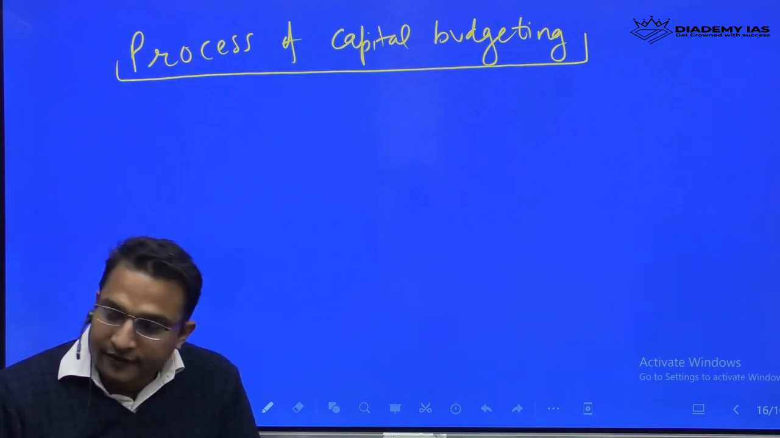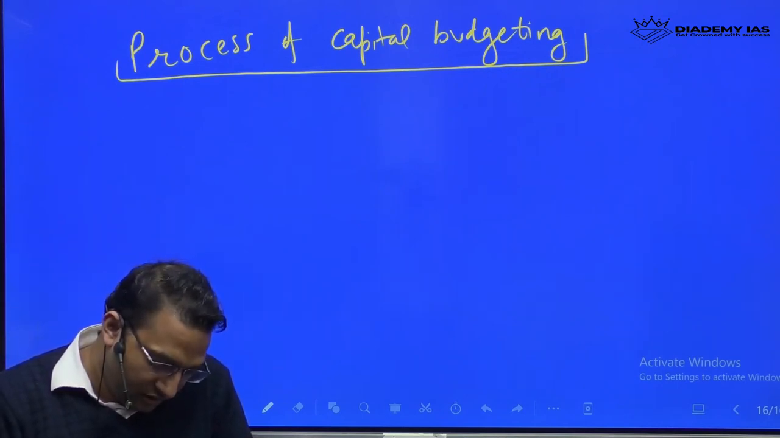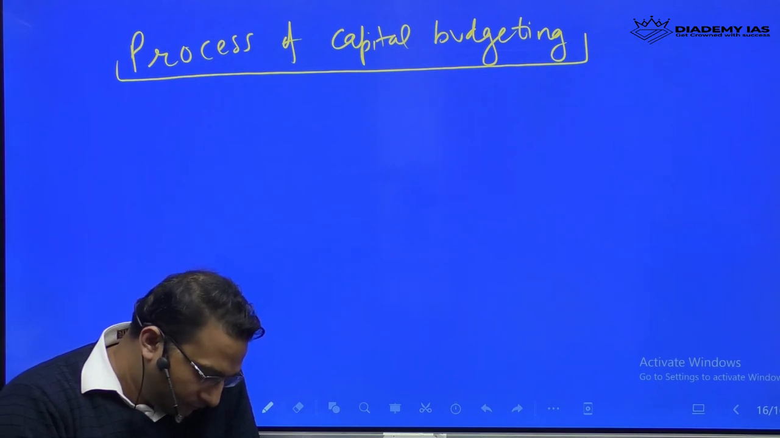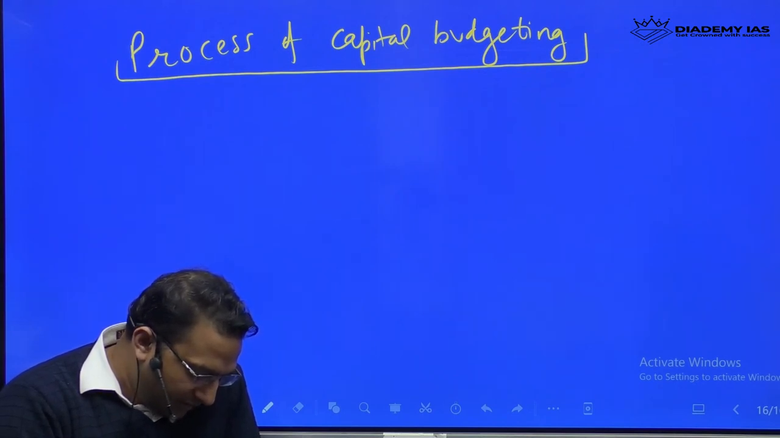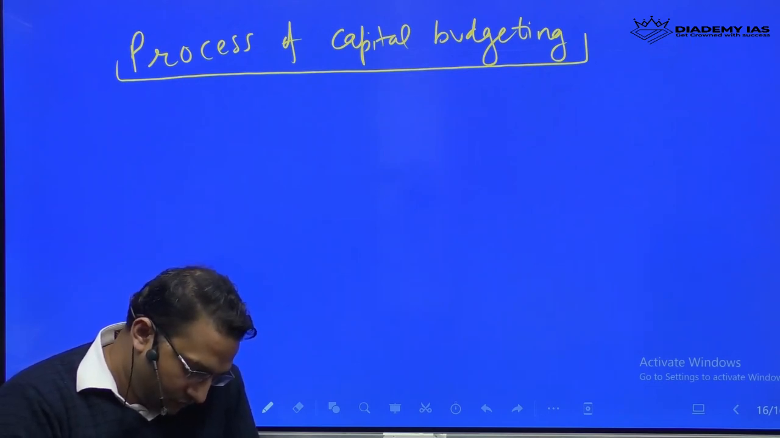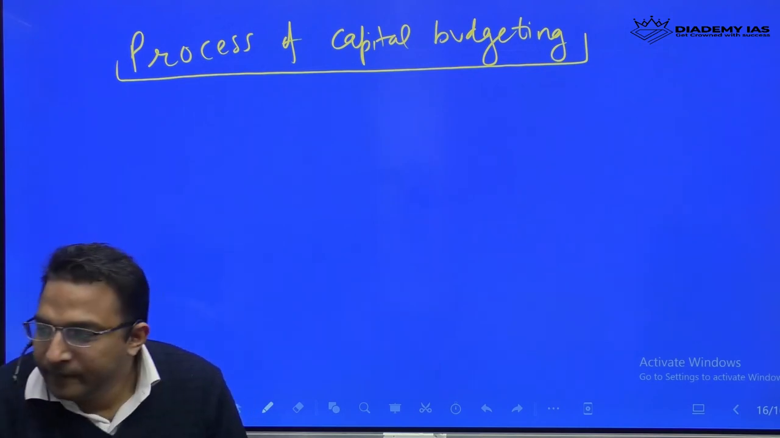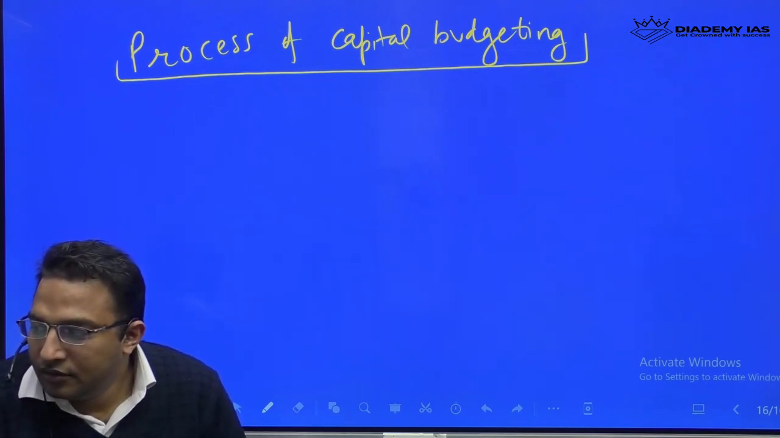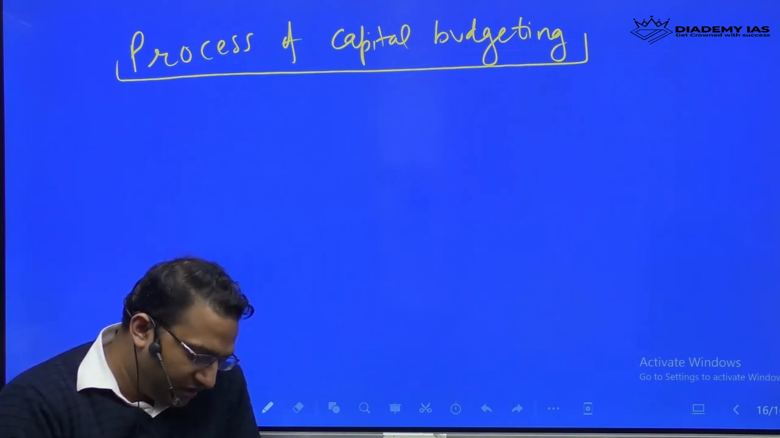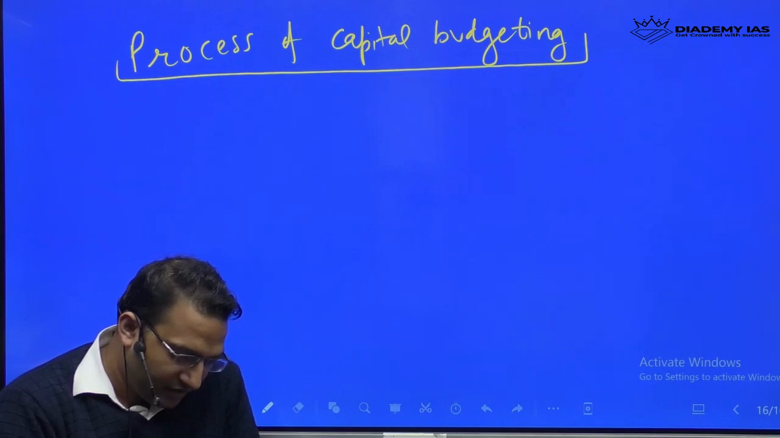Number two, please write number two, time element is very, very long. And third, difficulty in measurement.